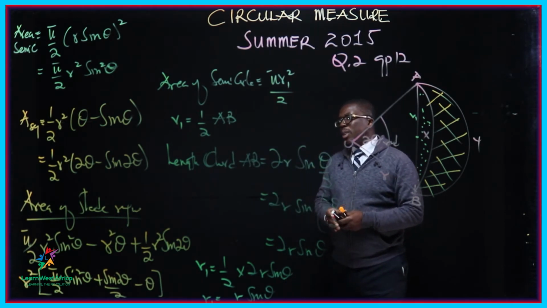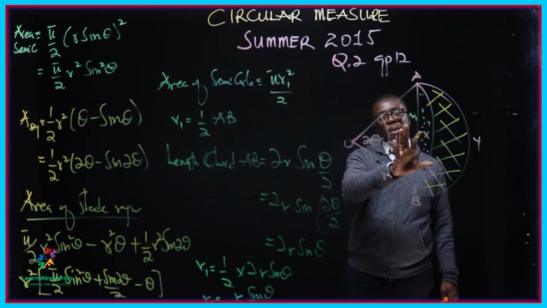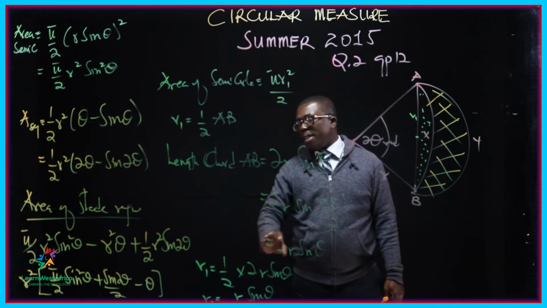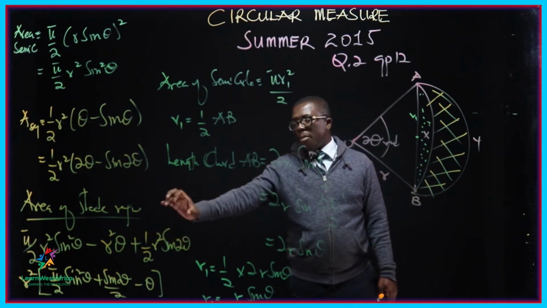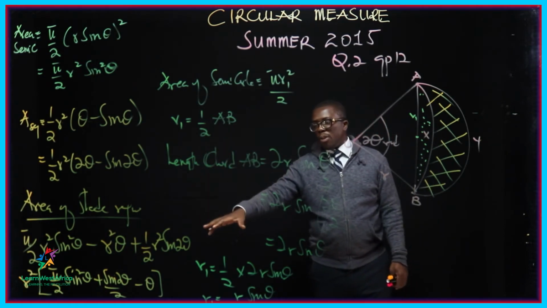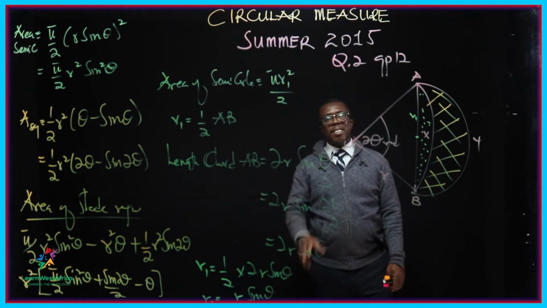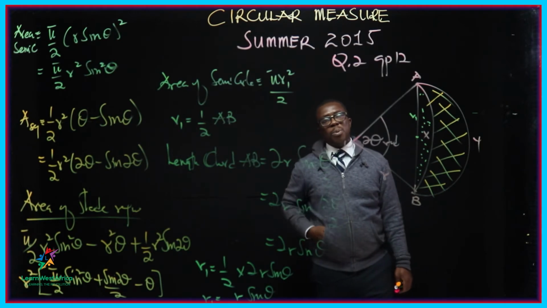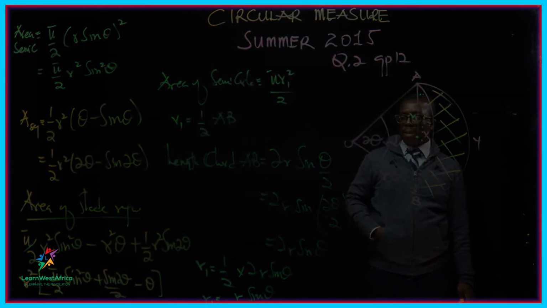Very simple. So we've been able to show that the area of our region in terms of r and theta will be this: r squared, bracket, pi over 2 sine squared theta plus sine 2 theta over 2 minus theta. That is the end of question 2, QP11, summer 2015.